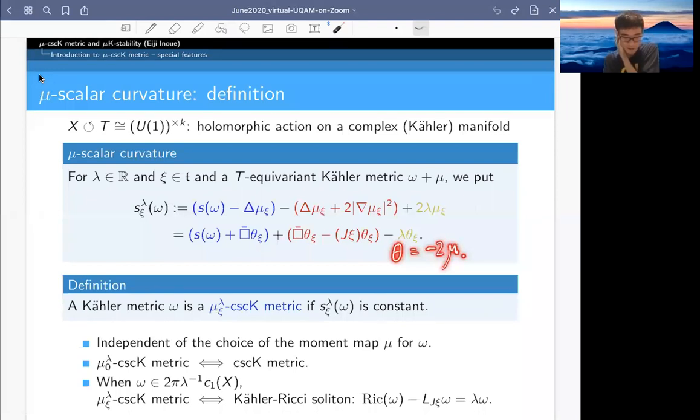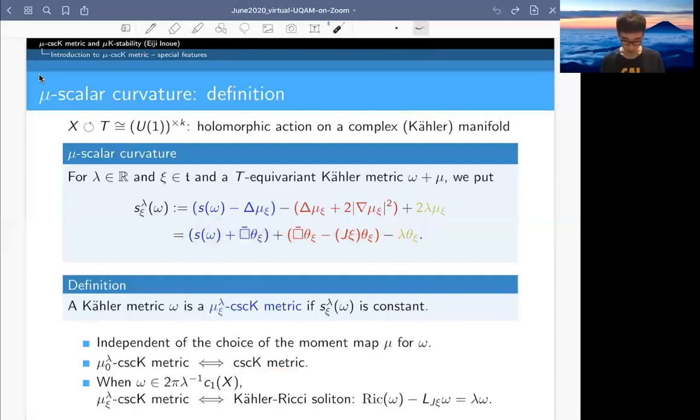Okay, the definition of mu lambda cscK metric is: a Kähler metric is called a mu lambda cscK metric if this function on X is a constant function. This notion is independent of the choice of the moment map mu, since the moment map is unique up to a constant. And it is obvious from the equation that if we substitute zero for c, then all of these terms vanish. So the mu lambda zero cscK metric is equivalent to the usual cscK metric.